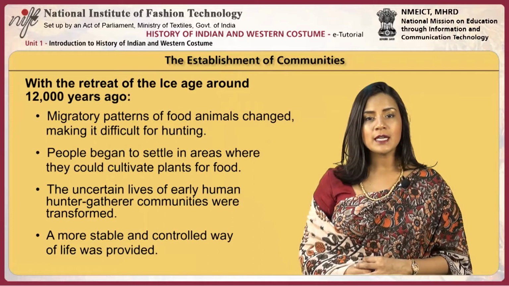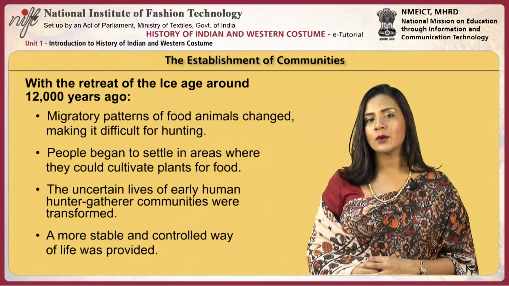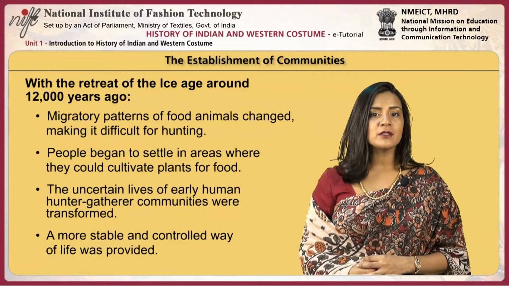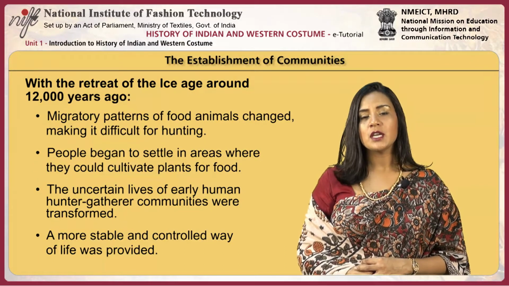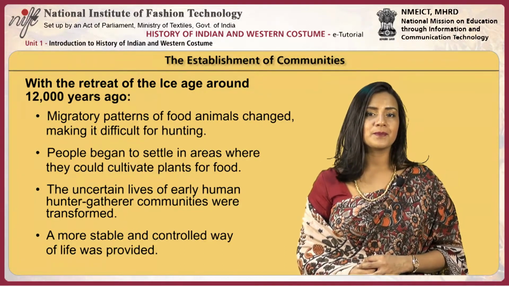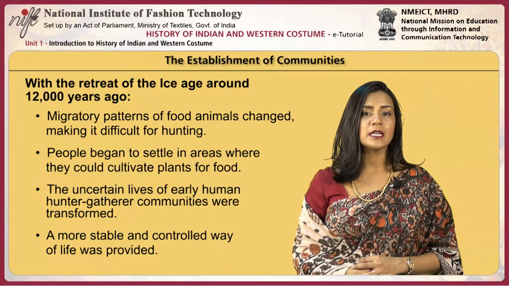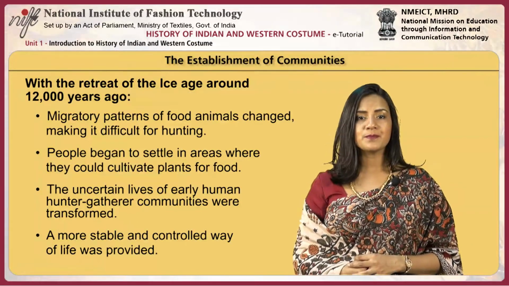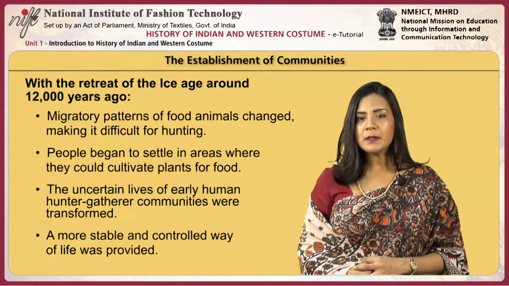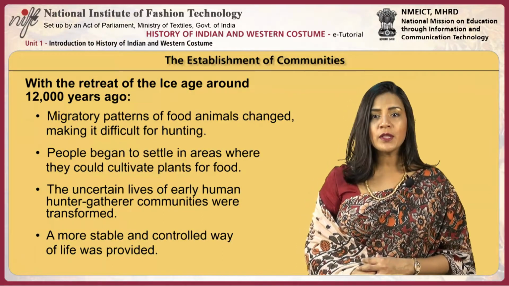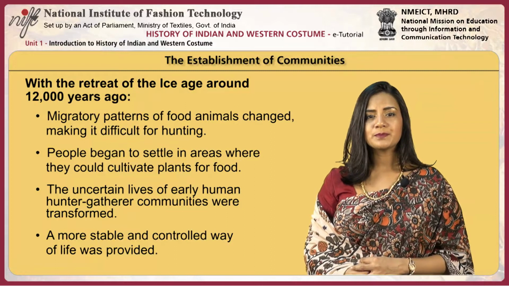With the retreat of the Ice Age around 12,000 years ago, migratory patterns of food animals also changed, making it difficult for hunting. This led to people maintaining captive herds of animals as a ready supply of food. Additionally, people began to settle in areas where they could cultivate plants for food.